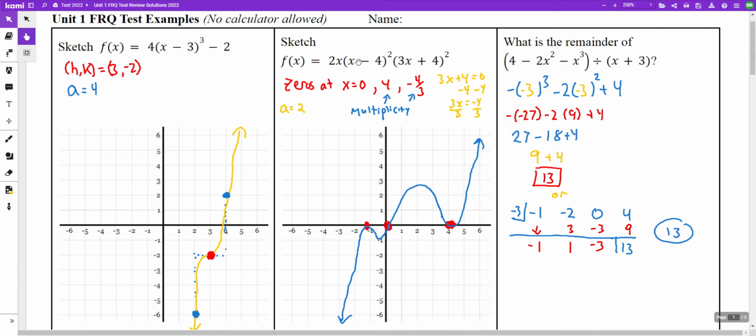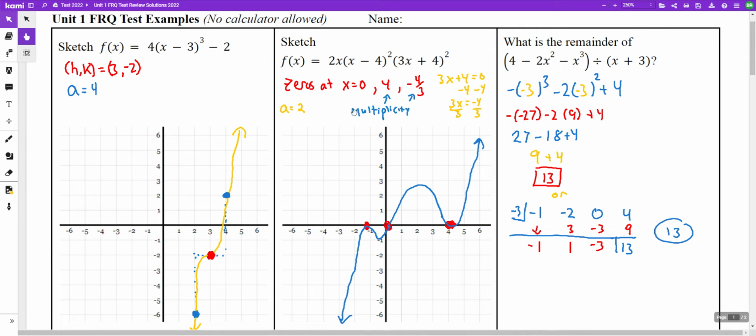Now right here we have a polynomial we're going to graph. What we do here is we first look at the zeros. What would make this 0 is 0. What makes this 0 is 4. What makes this 0 is -4/3. How do we know that? We solve it right here. If you set this equal to 0 and solve, you get -4/3.